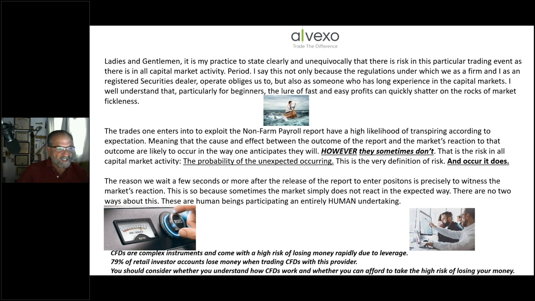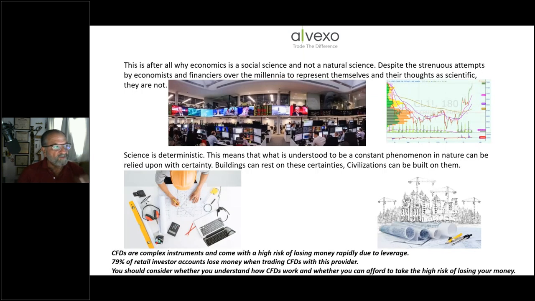These are human beings participating in an entirely human undertaking. This is, after all, why economics is a social science and not a natural science. Despite the strenuous attempts by economists and financiers over the millennia, I might add, to represent themselves and their thoughts as scientific, they are not. These are probabilistic worlds using deterministic tools.